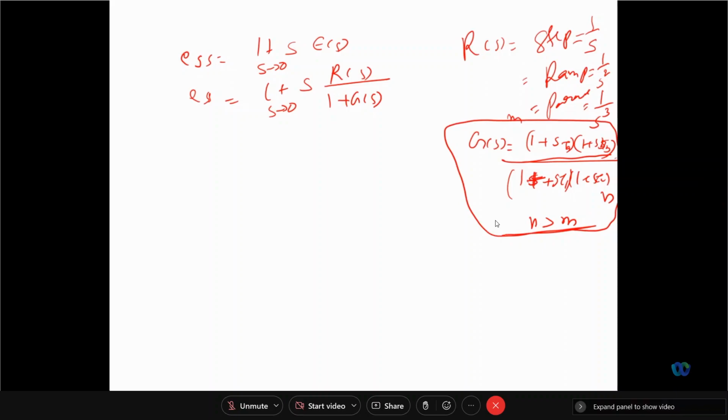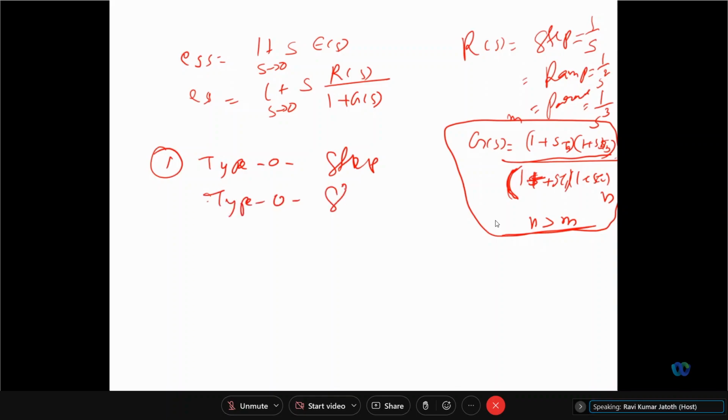Now, which type system is it? Type 0. So here we have cases: type 0, input can be step, correct? Type 0, input could be ramp, correct? System can be type 0, then input can be parabolic, correct? So we need to know the steady state error in this case.